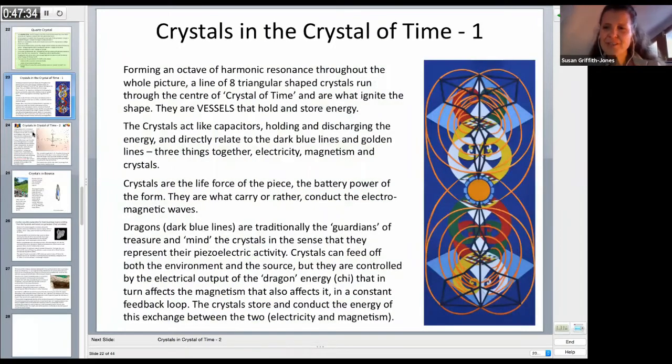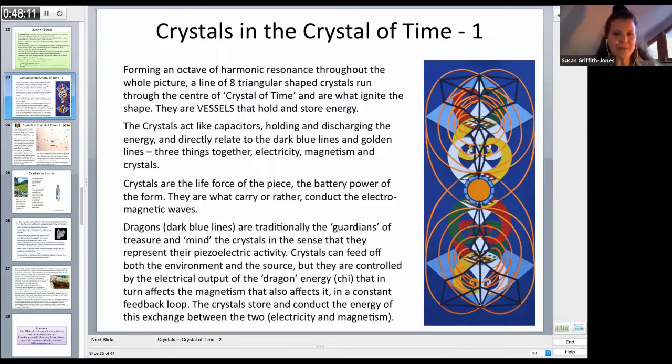So the crystals in the crystal of time picture, they form an octave of harmonic resonance throughout the whole picture, this line of 8 triangular, I'll show you with my cursor here, 1, 2, 3, 4, 5, 6, 7, 8, triangular or diamond-shaped crystals run through the center of the crystal of time, and what ignites the shape. They are the vessels that hold and store the energy. So the crystals here are, in a sense, acting like capacitors, holding and discharging the energy, and directly relate to the dark blue lines and golden lines.